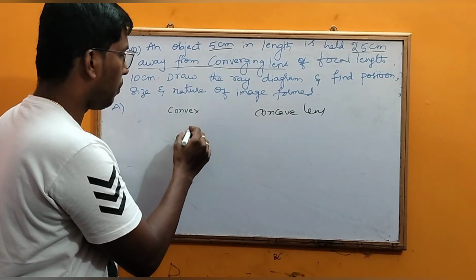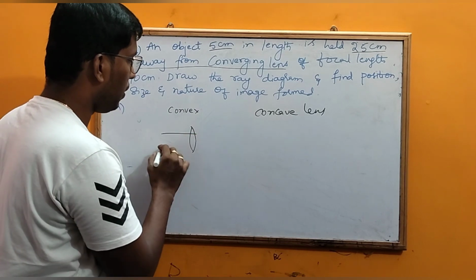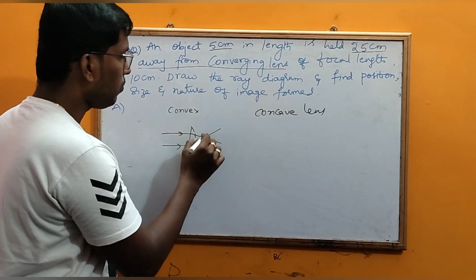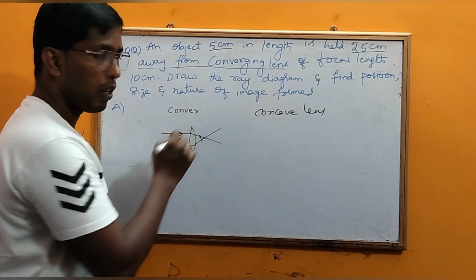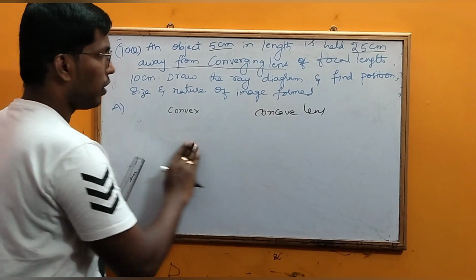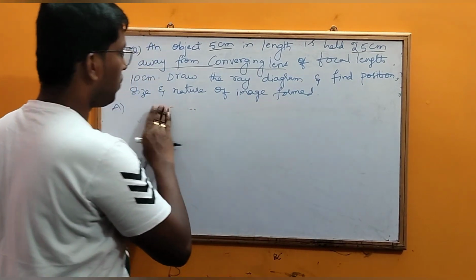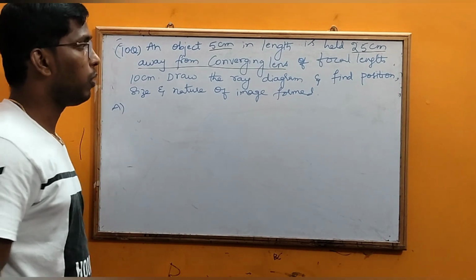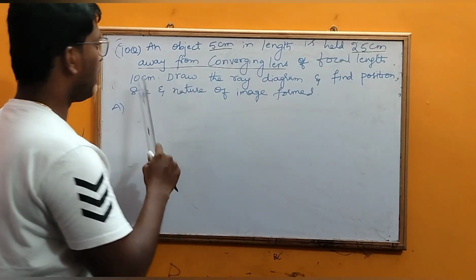So when a light ray passes through a convex lens, what happens? They will meet. That is called converging. Light rays actually meet at a point. So converging lens means what? Which diagram do we need to consider? Convex lens, of focal length 10 centimeter.